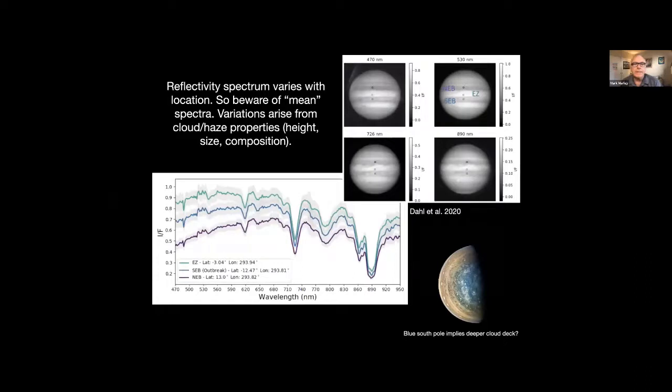And so just to drive this home, the reflectivity depends, for example, on Jupiter, so it's inhomogeneous with where you are. And these are some nice figures from Dahl et al. that were presented at the DPS just this year, where they were looking at different spots on Jupiter. You can see the different belts and zones in the figure on the top right.